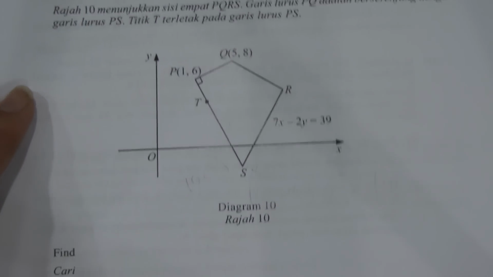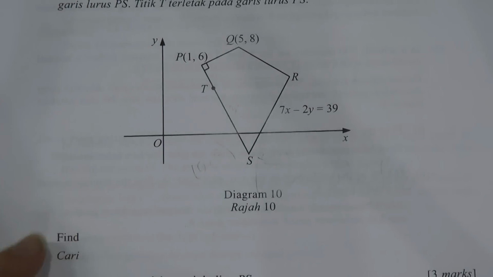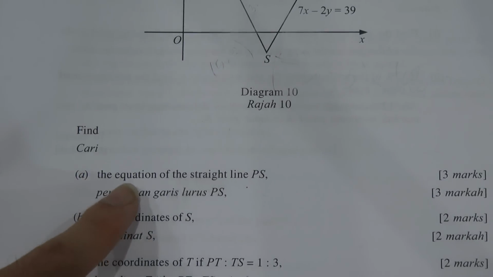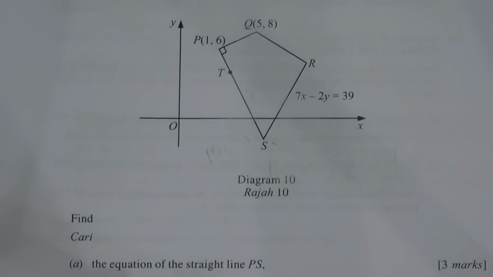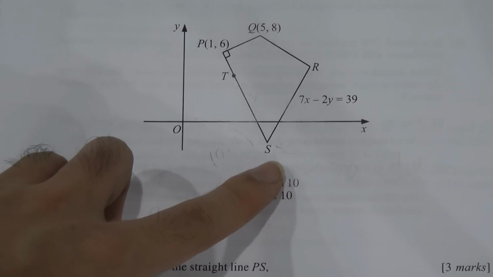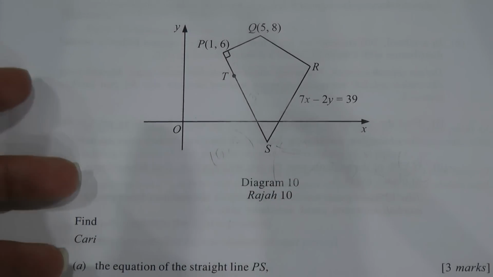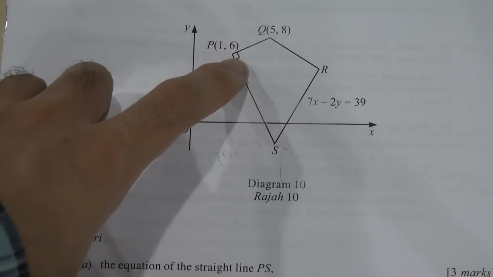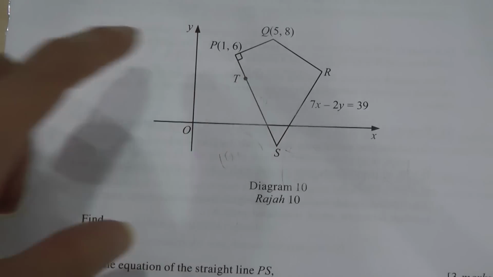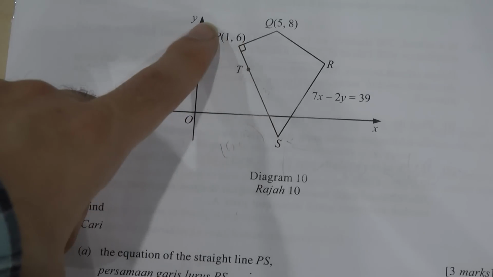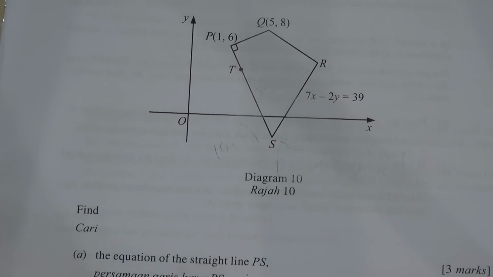Okay, let's have a look at the first question. For part A, what he wants is to find the equation of the straight line PS. When you want to find PS, of course you do not have two coordinates and you do not have the gradient. But you know that for PQ you have two coordinates. You can get the gradient of PQ, and since they are perpendicular, you can use m1 multiplied by m2 equals -1 to get the gradient of PS, and then you substitute back the coordinate to get the equation of PS. Let me show this quickly.